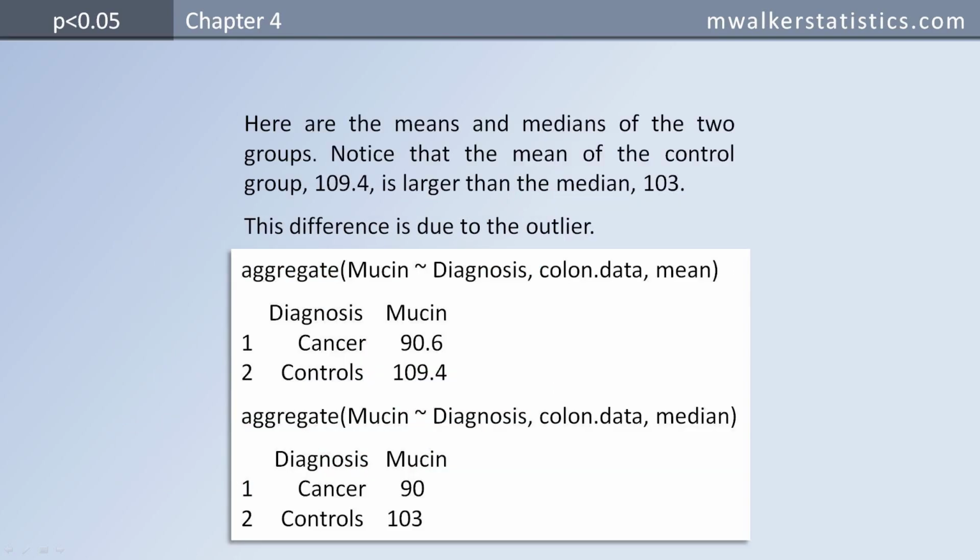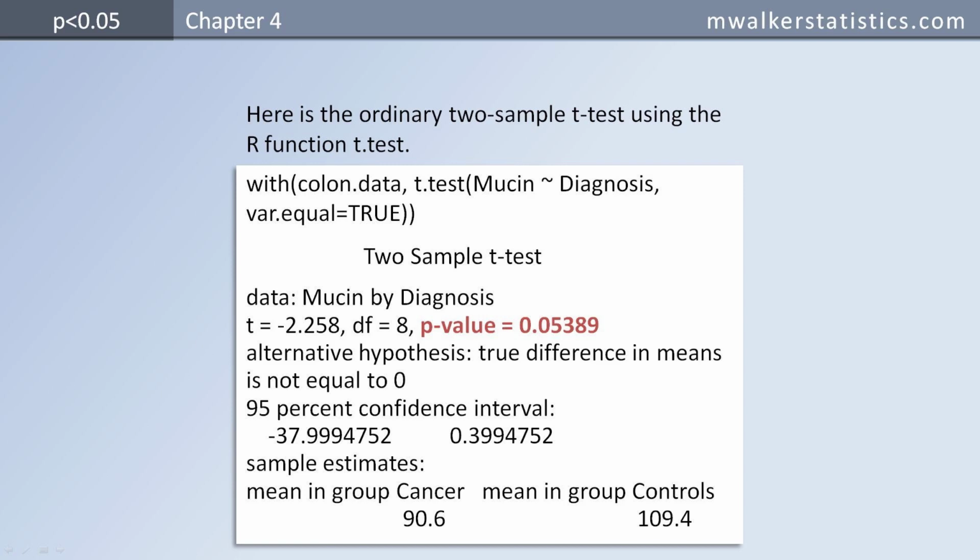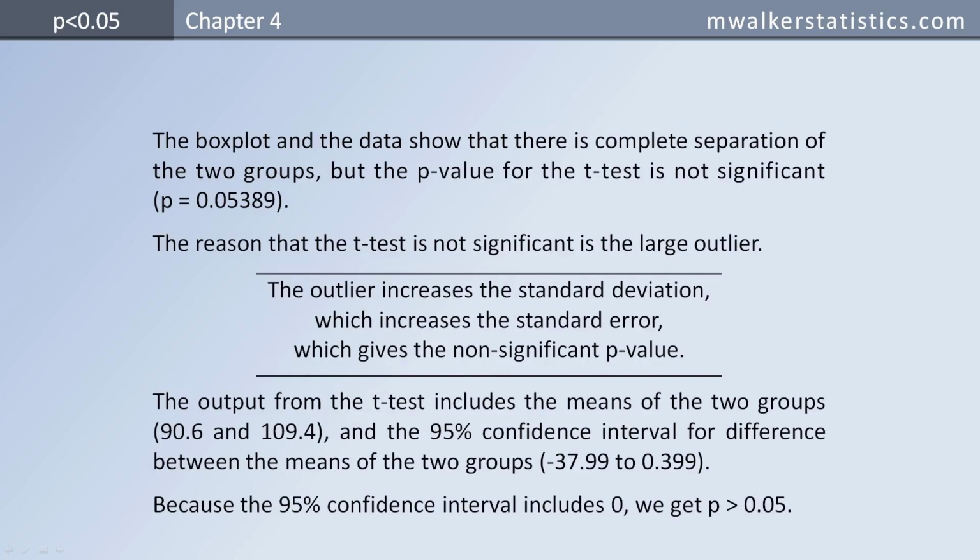Here are the means and medians of the two groups. Notice that the mean of the control group, 109.4, is larger than the median, 103. This difference is due to the outlier. Here is the ordinary two-sample t-test using the R function t-test. The box plot and the data show that there is complete separation of the two groups, but the p-value for the t-test is not significant.